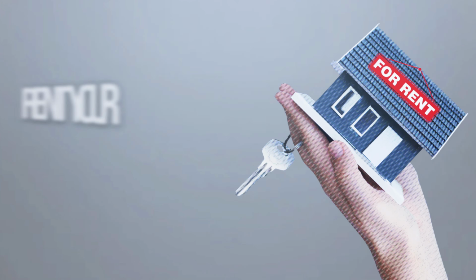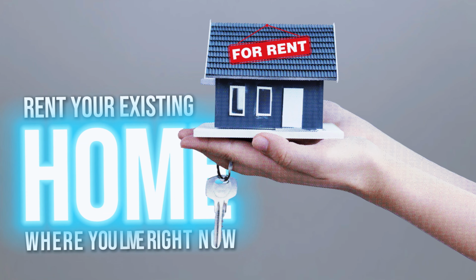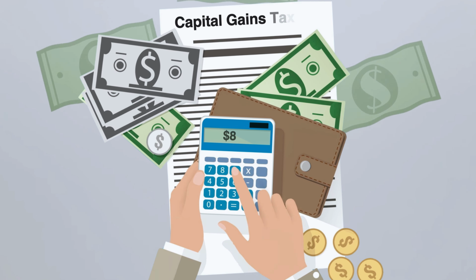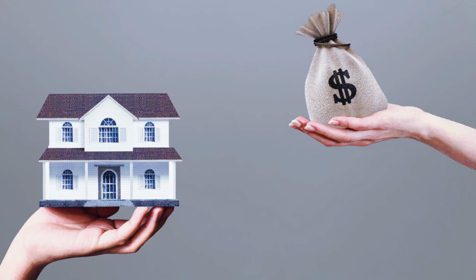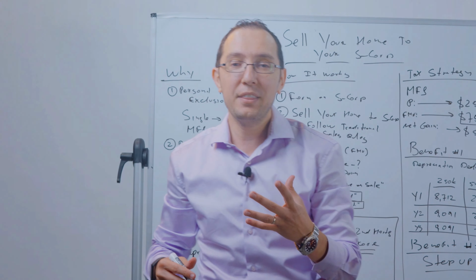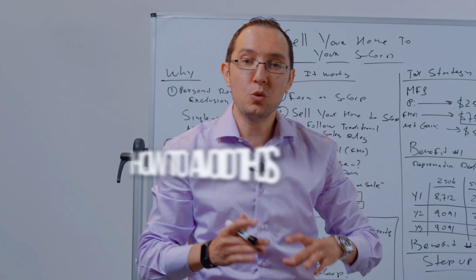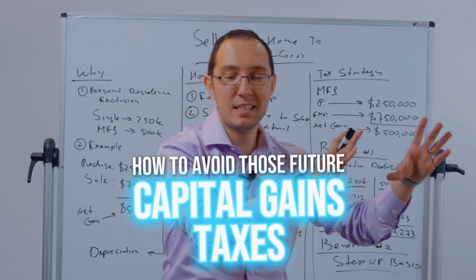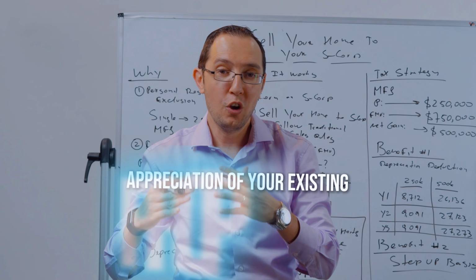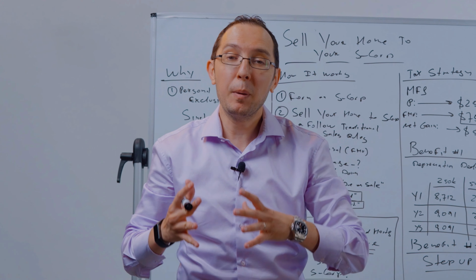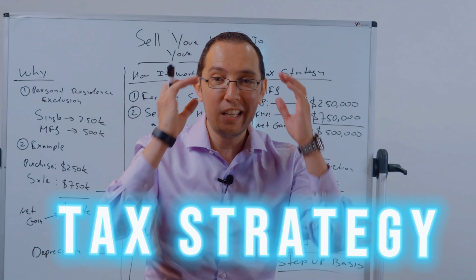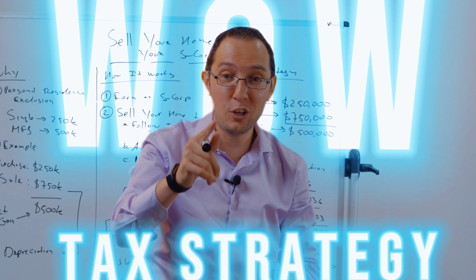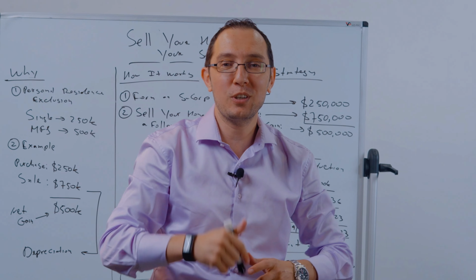Hey, if you're looking to buy a new home and then rent your existing home where you live right now, you're going to end up paying a lot of capital gains taxes when in the future you end up selling your existing home. In this video, I will show you how to avoid those future capital gains taxes on the appreciation of your existing property by putting it into an S-Corporation. It's a great tax strategy. It's a wow tax strategy. In this video, I will show you exactly how to get it done right.